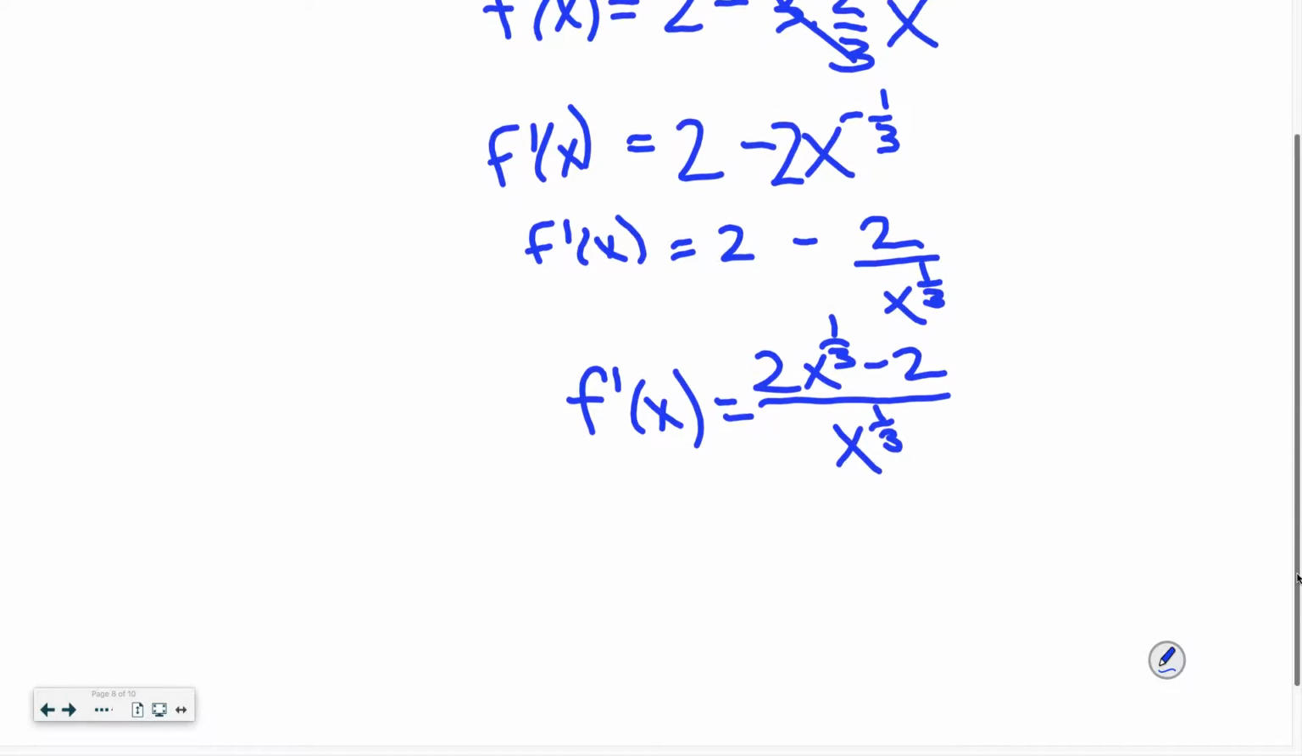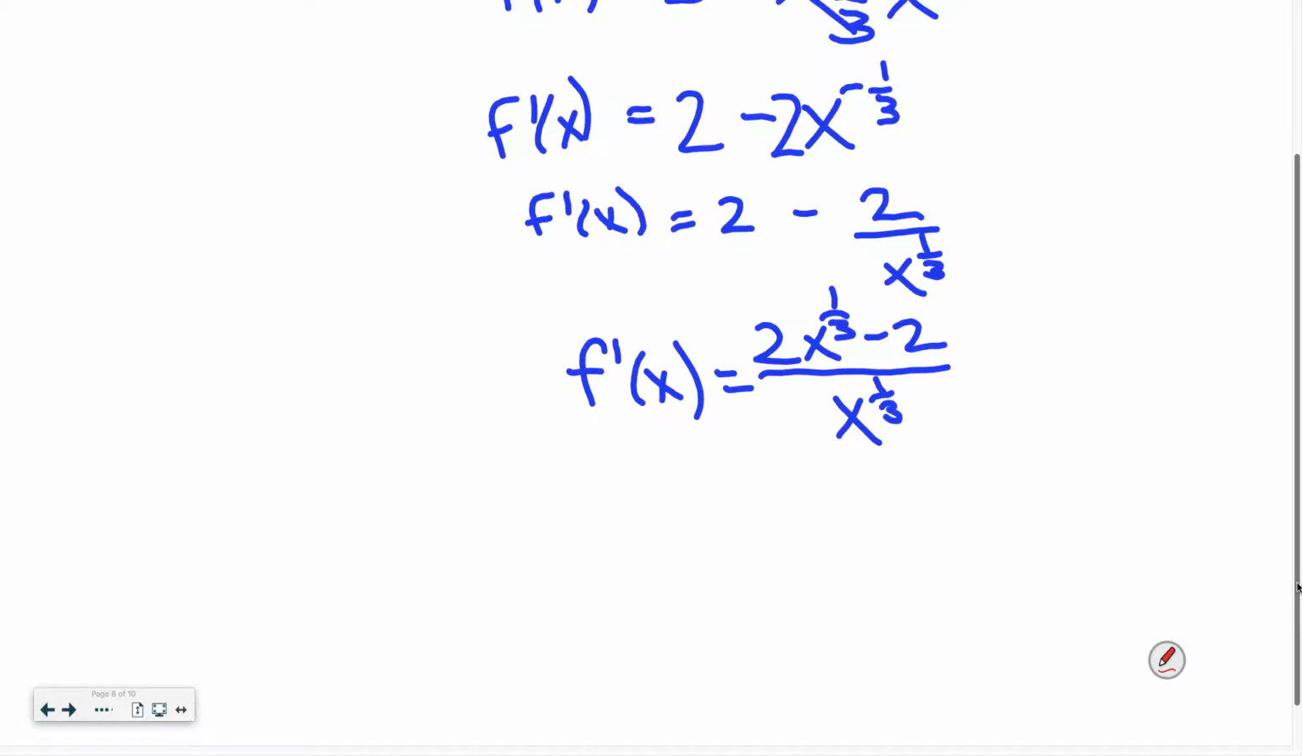We need common denominators in order to subtract. So if we multiply this by x to the 1/3 over x to the 1/3, we would get common denominators in order to be able to put those together.